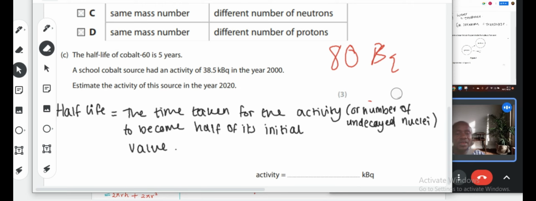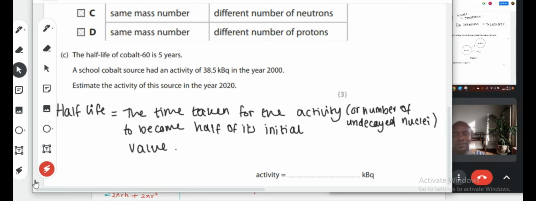So now, in this question, what are we told is the half-life? Five years. So it means after 5 years, the activity will become half of its initial value or original value. So can you do it? You get it now. Beautiful. So work it through until you get to the year that we are talking about now.